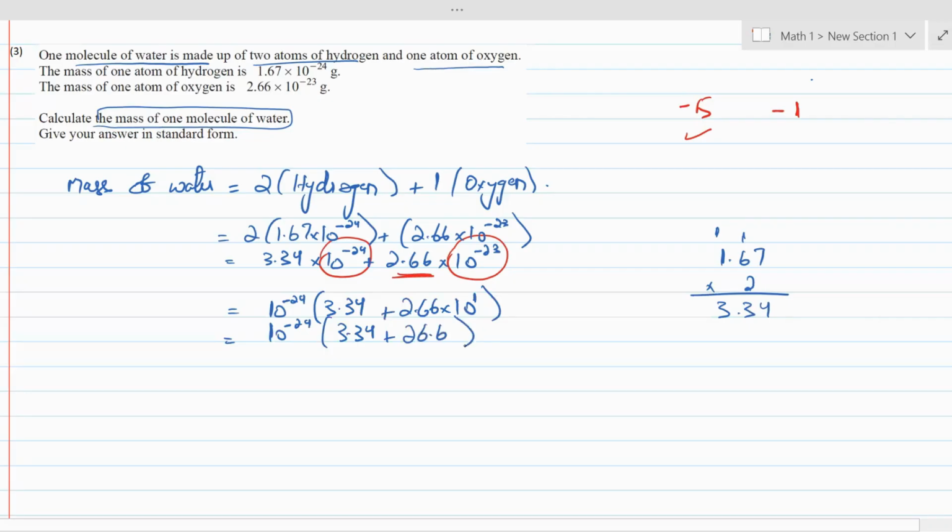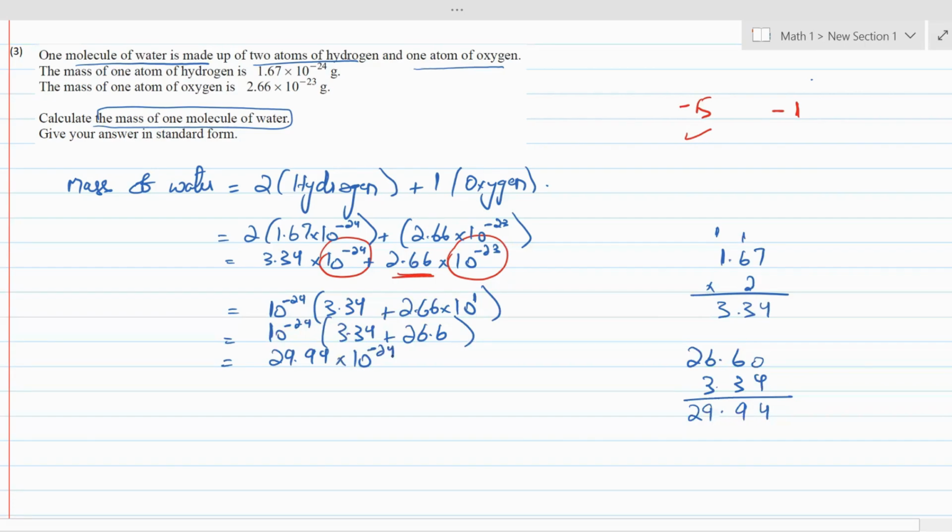26.6. And now we simply need to add them. So 26.6 plus 3.34. Since it's a 0 here, 4 plus 0 is a 4, 6 plus 3 is a 9, 6 plus 3 again a 9, and then a 2. That's 29.94. So you get this as 29.94 into 10 to the power minus 24.